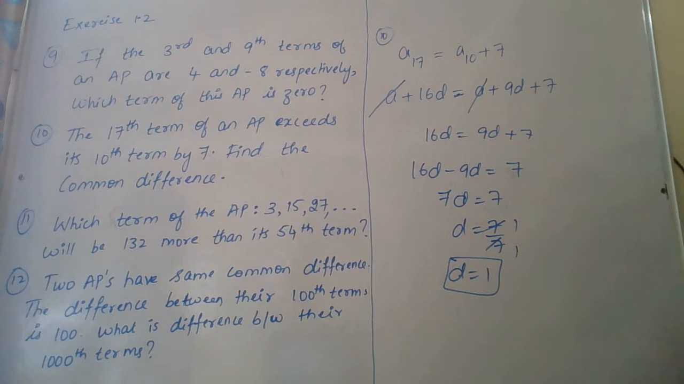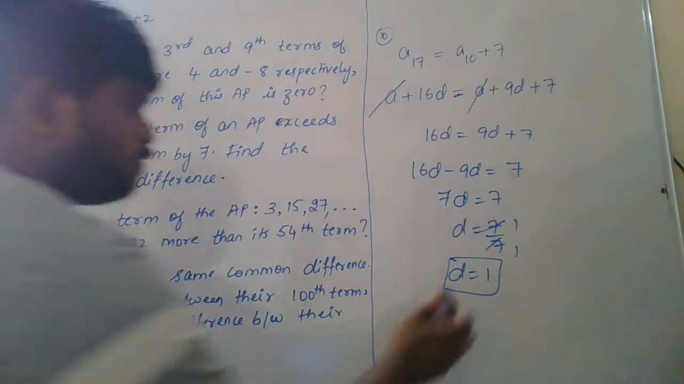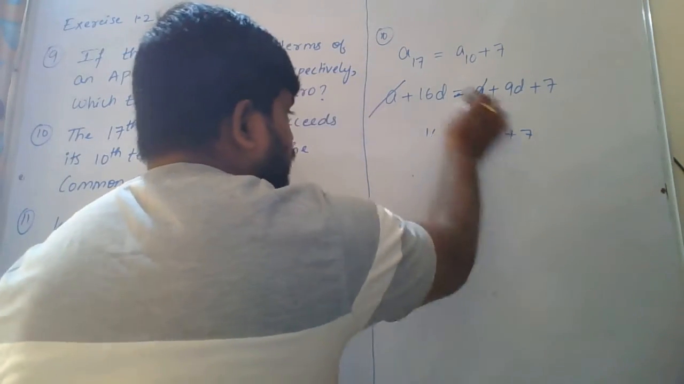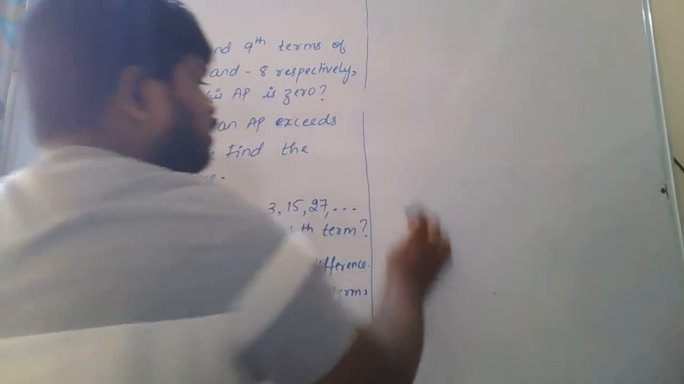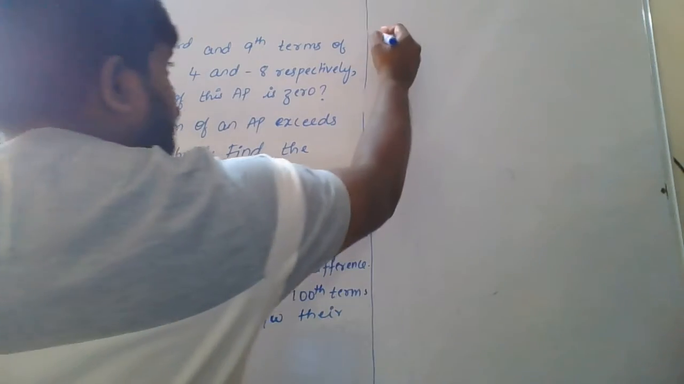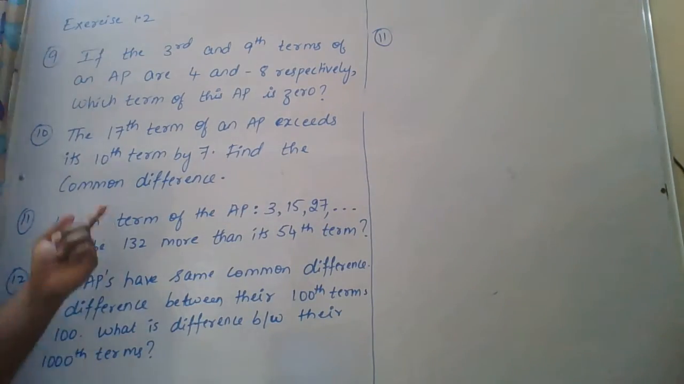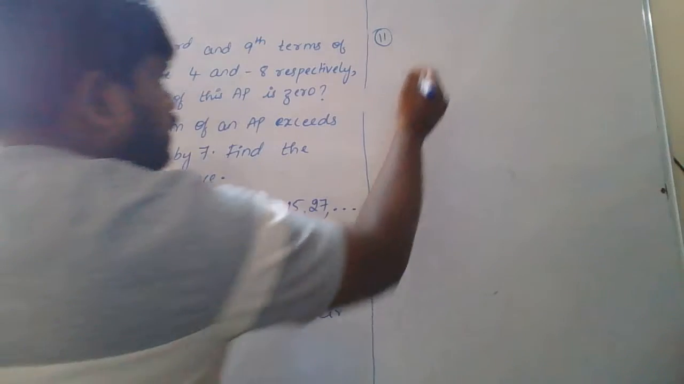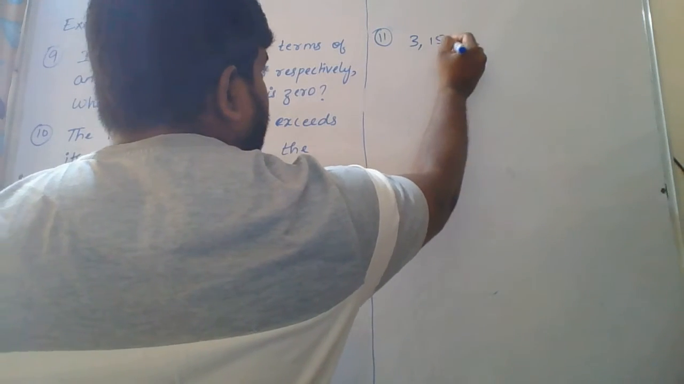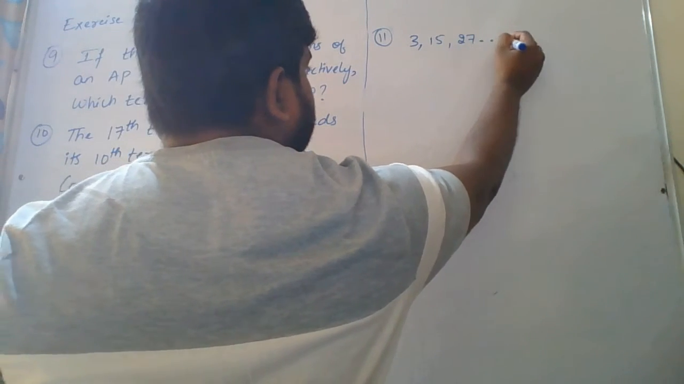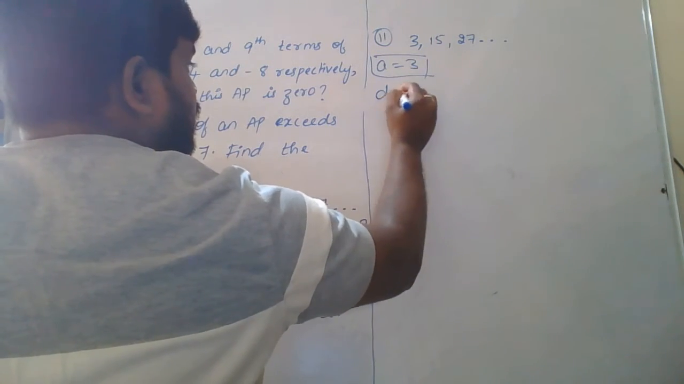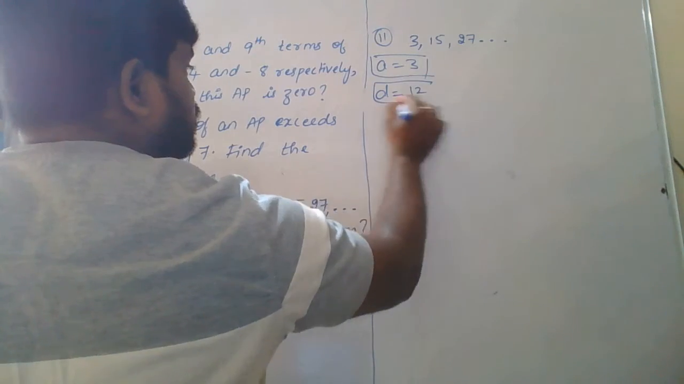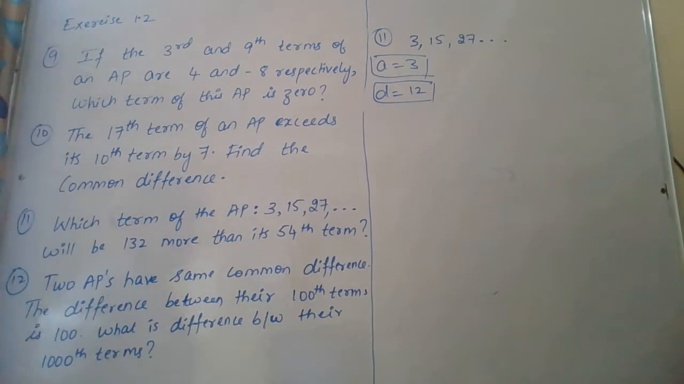Which term of the AP 3, 15, 27 will be 132 more than its 54th term? Okay, so let's get into the 11th one. Which term of the AP? So the AP is 3, 15, 27, and so on. Let's find a and d initially. a is 3. d is 15 minus 3, that is 12. So you got the values of a and d, you can proceed.